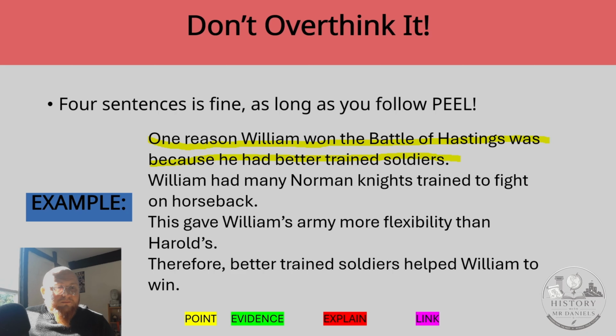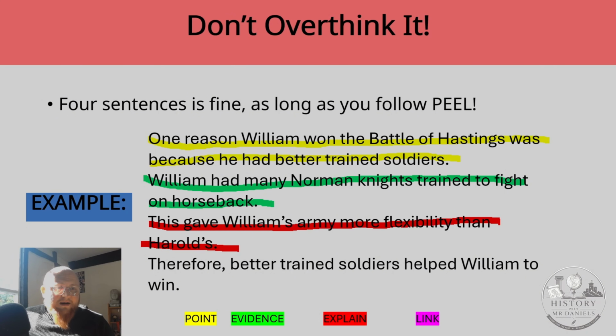That's one sentence. If we look at the evidence, William had many Norman knights trained to fight on horseback. Explain, well, this gave William's army more flexibility than Harold's. And link it back to the question. Therefore, better trained soldiers helped William to win the Battle of Hastings. It can be as simple as that.